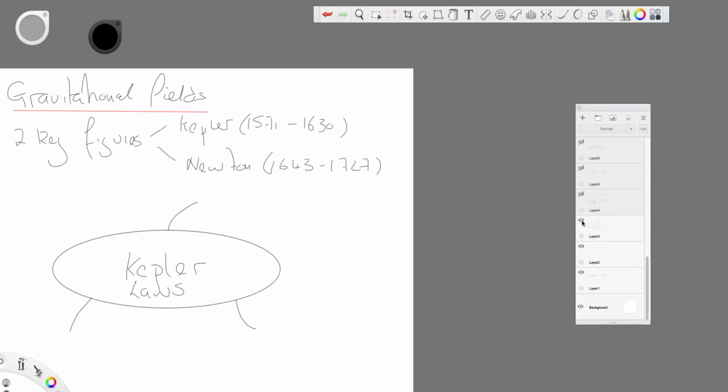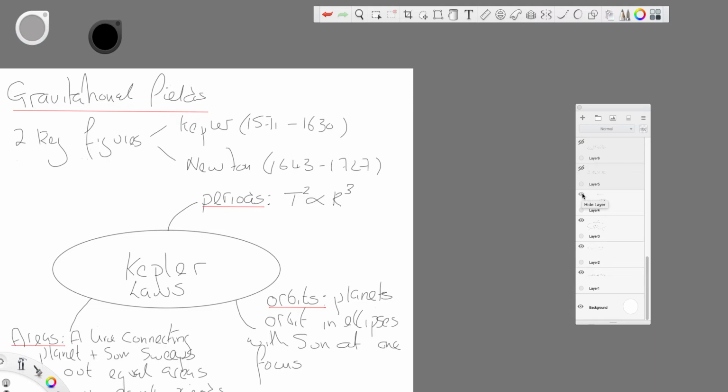And what did they contribute? Well, Kepler had three laws. He had the law of orbits, the law of areas, and the law of periods. The law of periods is the most important, and we're going to do the derivation of this in a little bit. So that's important, you need to know that. He said that the square of the period of rotation of a planet around the Sun is proportional to the cube of the radius of that rotation.